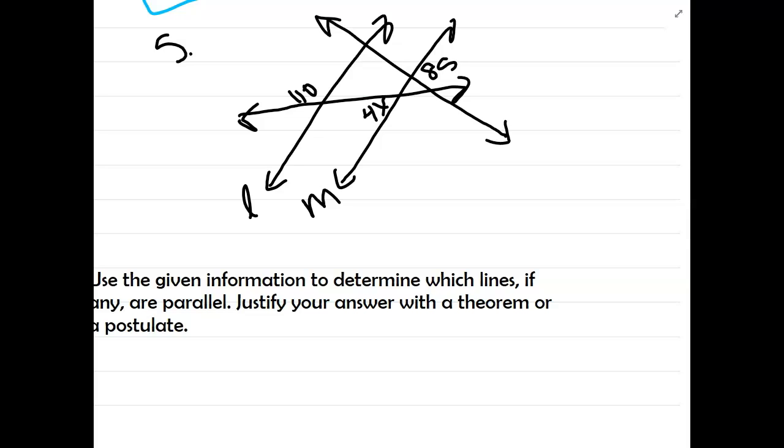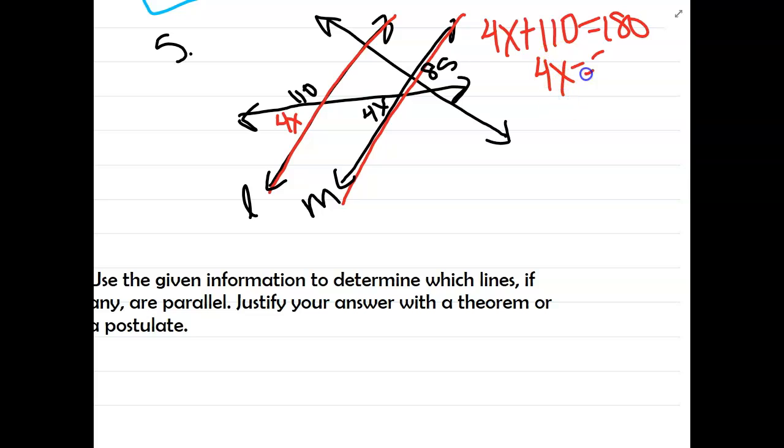So once again, you might need to remind yourself, here are my parallel lines. Which of these angles have a useful relationship, or which of these angles am I going to use? The 4x and the 110. And actually, it's going to be the same thing as we did last time. If this is 4x, this is 4x. So 4x plus 110 would equal 180. They're a linear pair. So 4x would equal 70. So x would be 17.5.